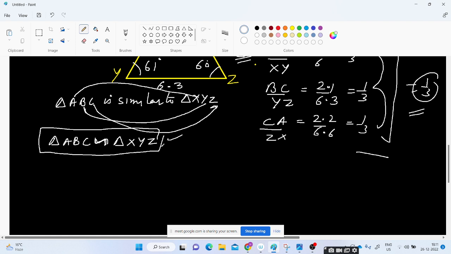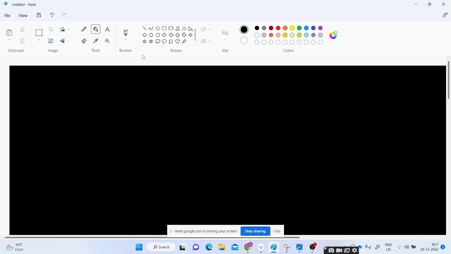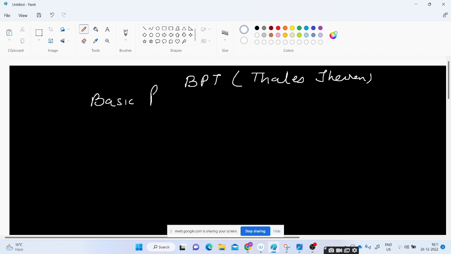Now thereafter we learned BPT, that is the Basic Proportionality Theorem. For basic students who have basic mathematics, but nearly 90 to 100% chance is this theorem will come. And BPT's other name is Thales theorem, that is the Basic Proportionality Theorem.